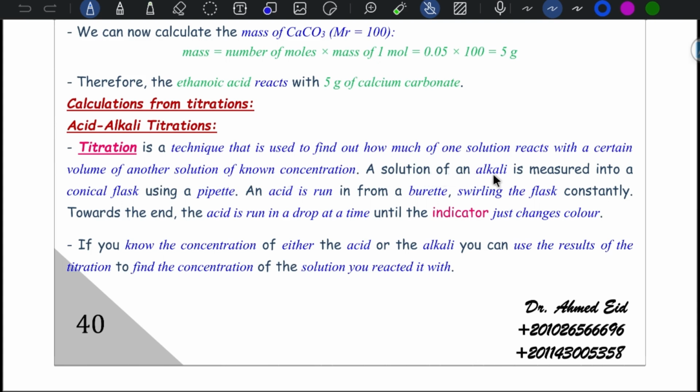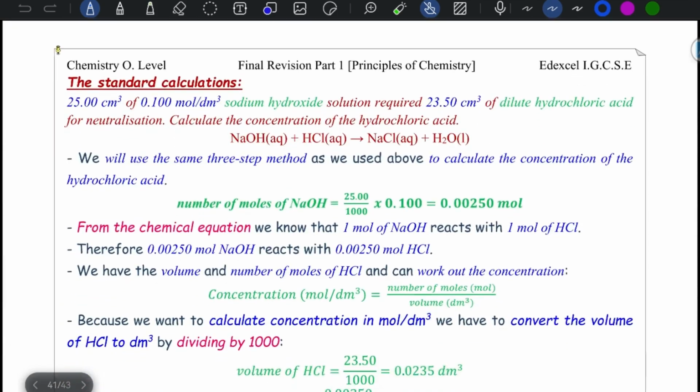Let's say a solution of alkali, like NaOH for example, is measured into a conical flask, like the one he was holding, using a pipette for accuracy. An acid is run in from a burette, swirling the flask constantly. Towards the end, the acid is run in a drop at a time until the indicator just changes color. If you know the concentration of either acid or alkali, you can use results of the titration to find the concentration of the solution reacted with.